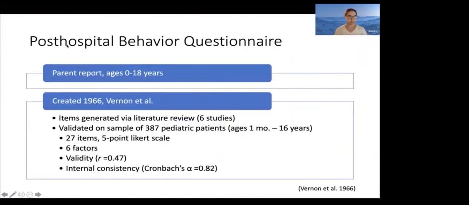In order to better assess these changes in a systematic way, Vernon et al., which was a combined group of psychologists and doctors, created the post-hospital behavior questionnaire. Questionnaire items were developed from literature review of common symptoms observed in children following their hospitalization. And it was validated among 387 parents of pediatric patients who were aged 1 month to 16 years and had recently been hospitalized. The results of the validation study suggested that the measure was moderately valid and also somewhat internally consistent.